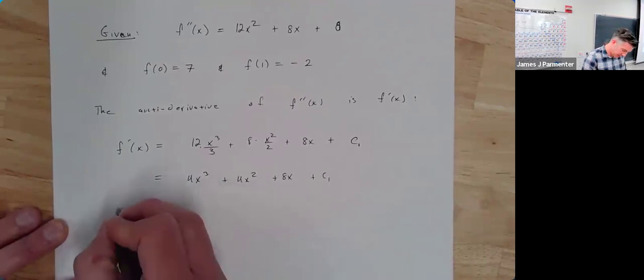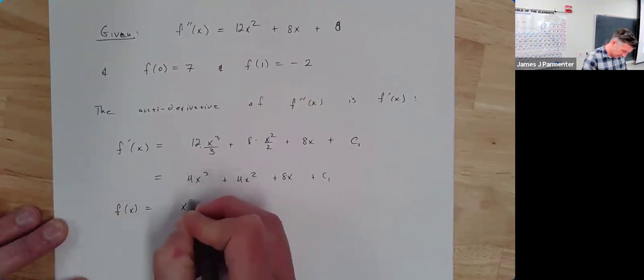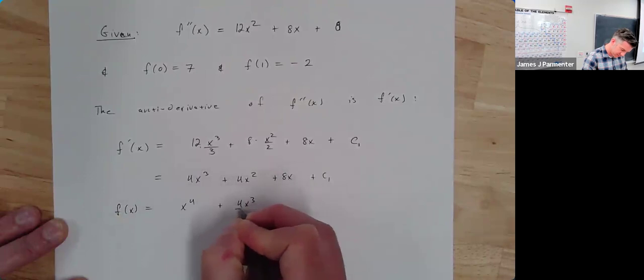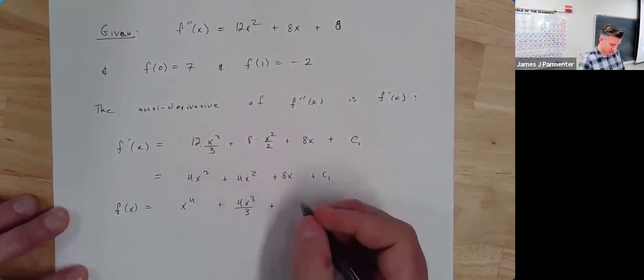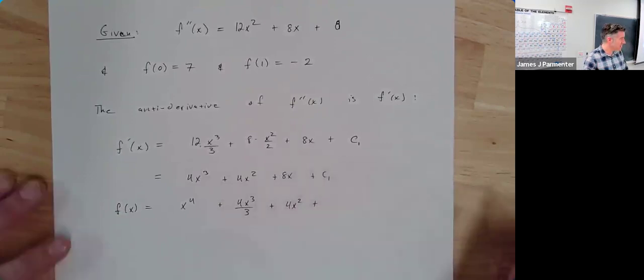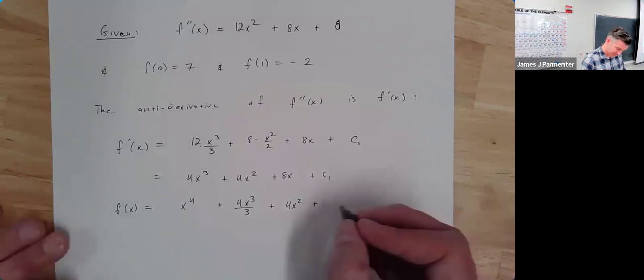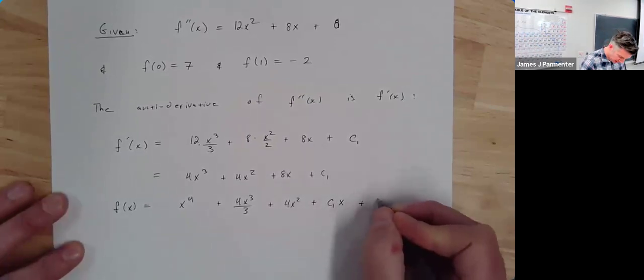We're going to antidifferentiate again. We're going to get f of x equal to x to the 4th plus 4x cubed over 3. That's what I'm kind of sad about, but oh well. Plus 8x squared over 2, which is going to be 4x squared. Plus the antiderivative of a constant is that constant times x, plus another constant.